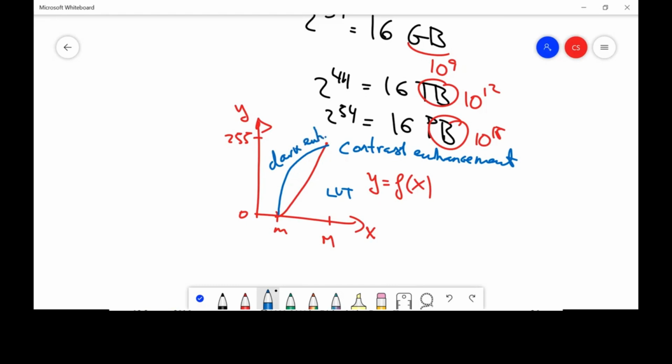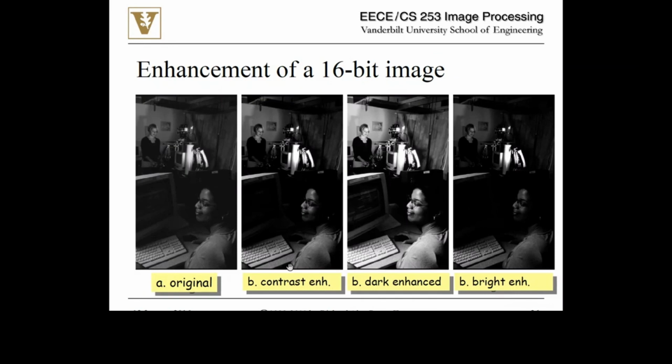So this would be dark enhancement. What about bright enhancement? I want to highlight the bright areas. Now the bright areas become separated, and you are sacrificing the dark areas. So this would be bright enhancement. Okay, so let's make a break. This is just an illustration of these operations done with 8 bits and with 16 bits.